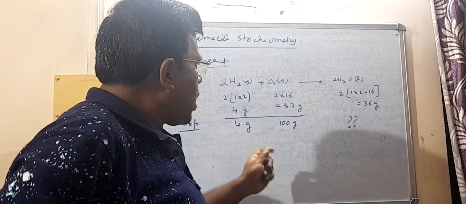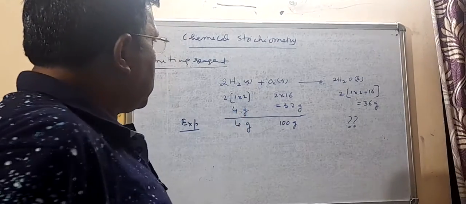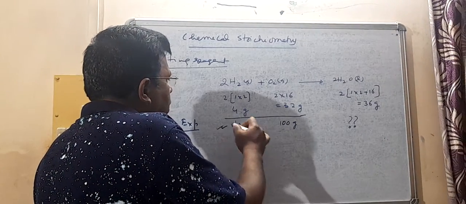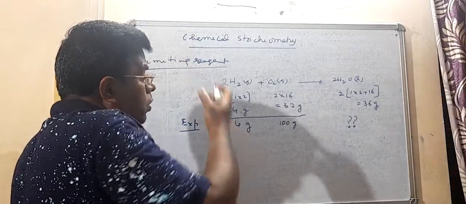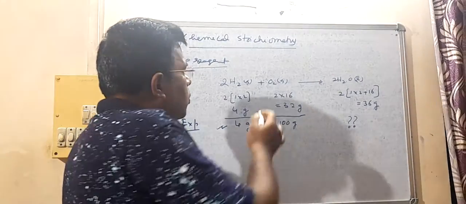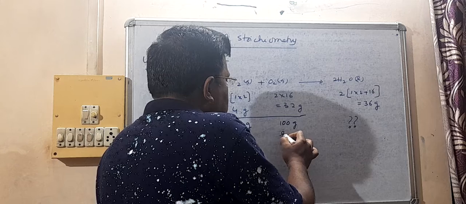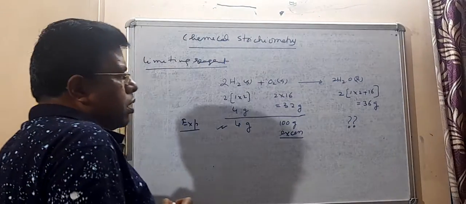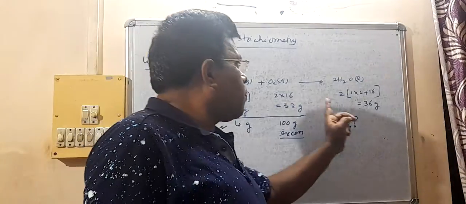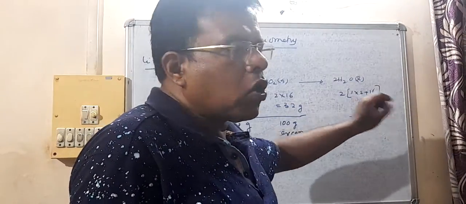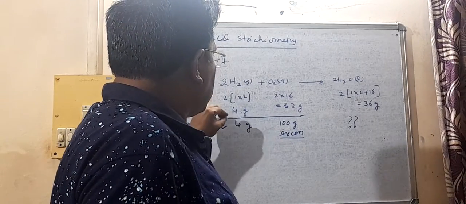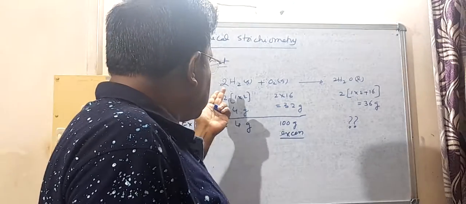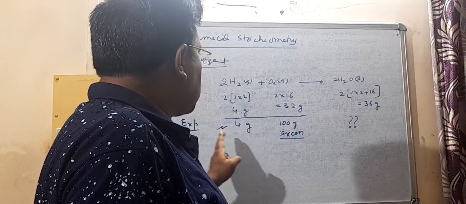Here we are seeing that the amount of product formed depends on the amount of hydrogen that we are taking. Now oxygen is in excess. You should always remember that the amount of product formed depends on the reagent which is in lesser amount, the one which gets completed.